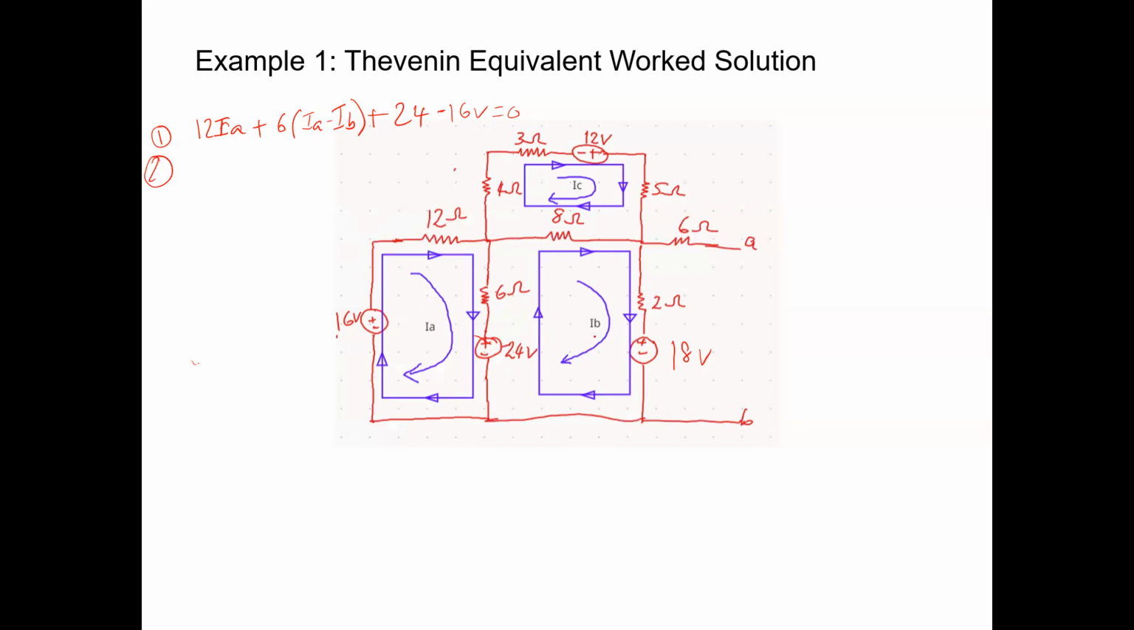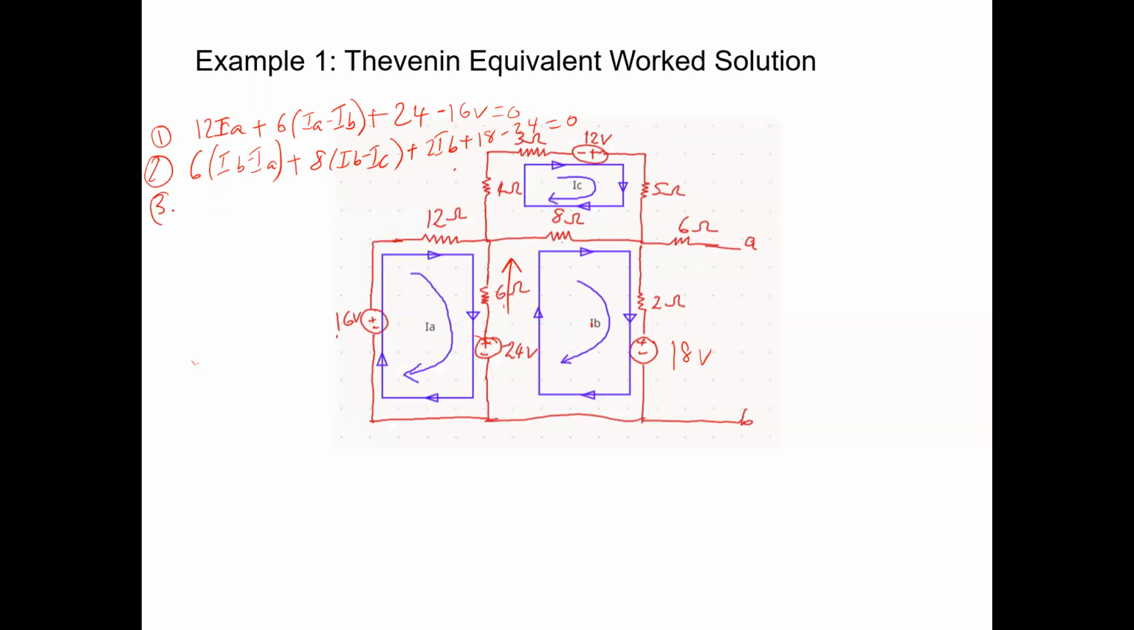Across this one, IB. So for example, in here, 6 times IB minus IA, because IB is this 6 going this way, so 6 times IB, but because IA is going down, so minus IA. Then plus 8 times IB minus IC, because IC is going this way. And then from that we have 2 times IB, and then I have 18 plus 18, and then minus 24, that is equal to 0.